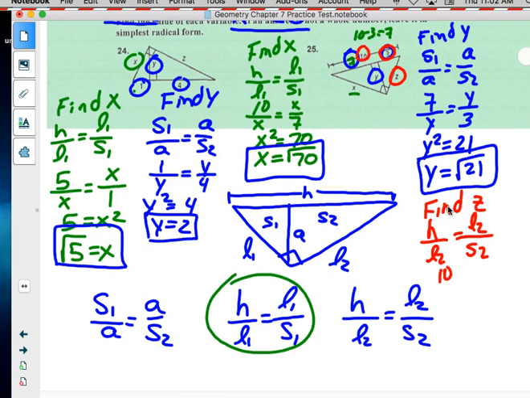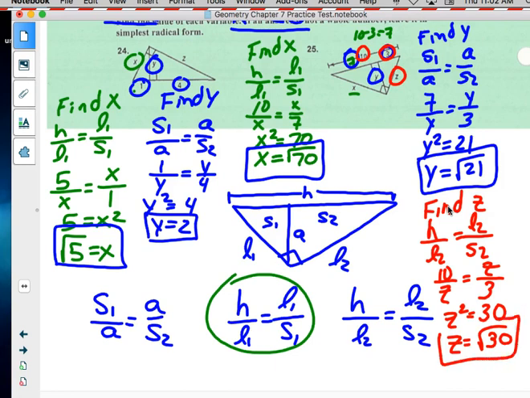So I've got 10, L2 is Z, and I got Z again, and then my S2 is 3, so I got Z squared is equal to 30, and Z is equal to the square root of 30. Okay, so those are my three values for 25.